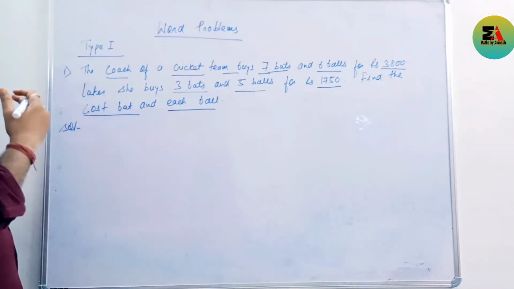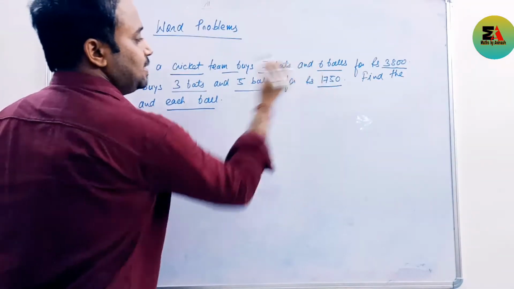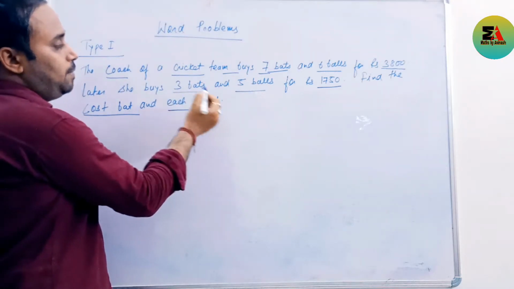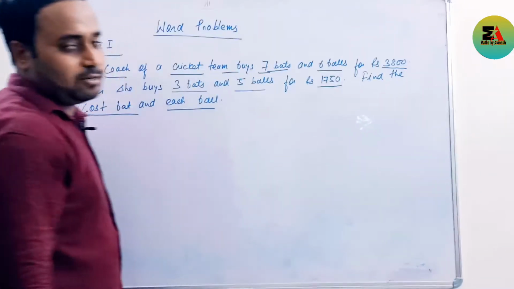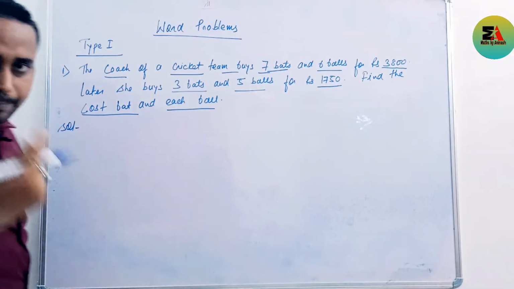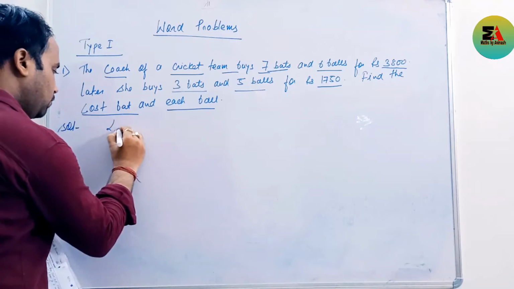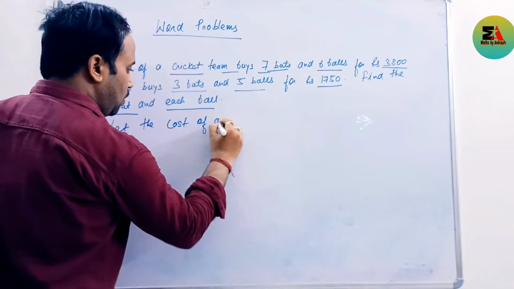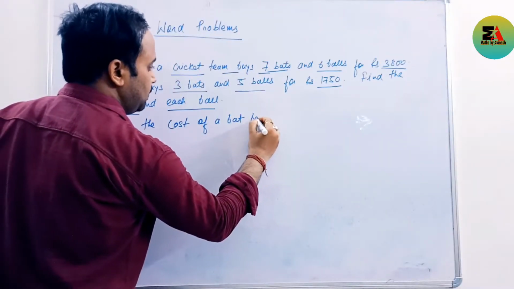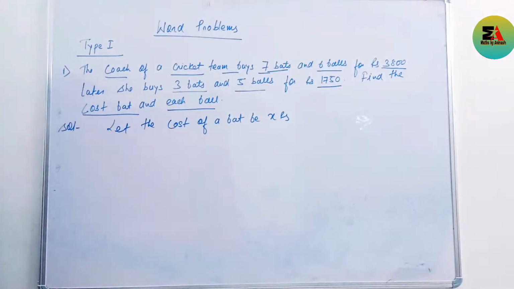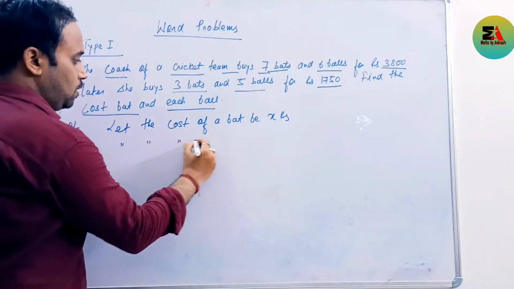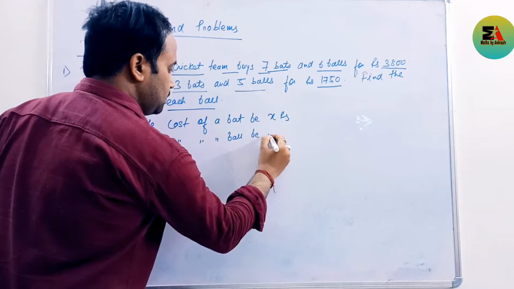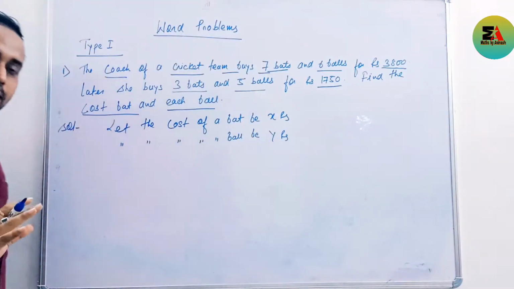Clear? The cricket team buys in the first lot 7 bats and 6 balls at a cost of 3800 rupees, and later she buys 3 bats and 5 balls at a cost of 1750. We have to calculate the cost of a bat and a ball. Let's start. Let the cost of a bat be X rupees. Same as, let the cost of a ball be Y rupees.